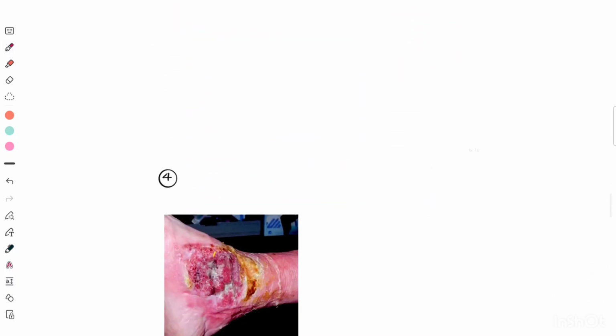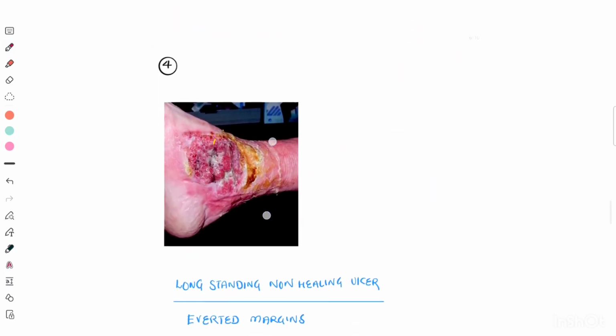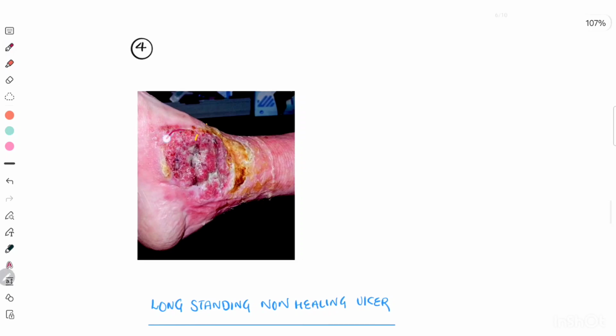Next one, the fourth one, this type of ulcer. Here you can see the edges of the ulcer are moving outward like this, raised above. So these are known as everted edges.